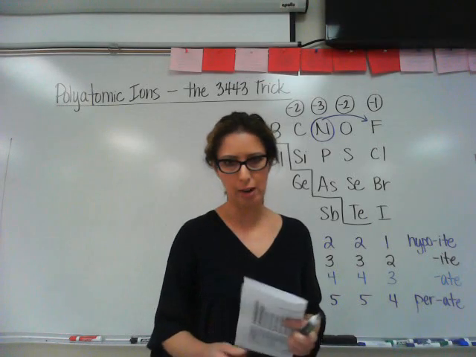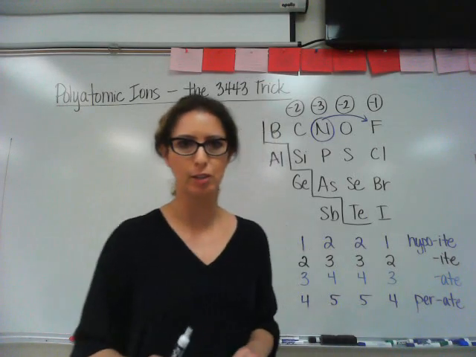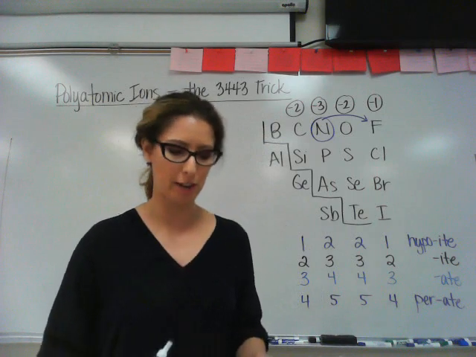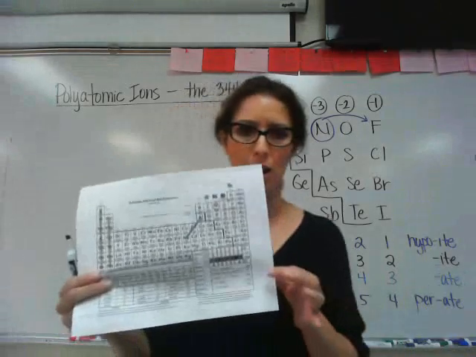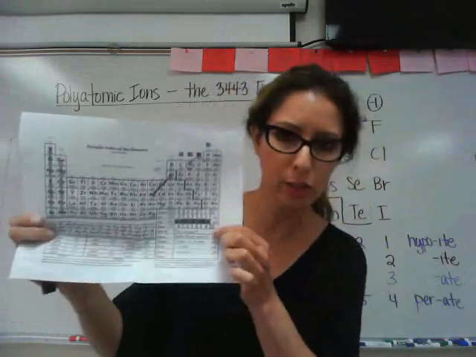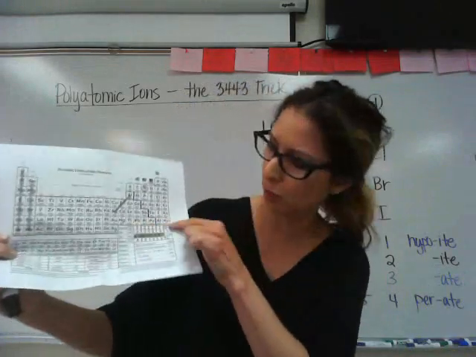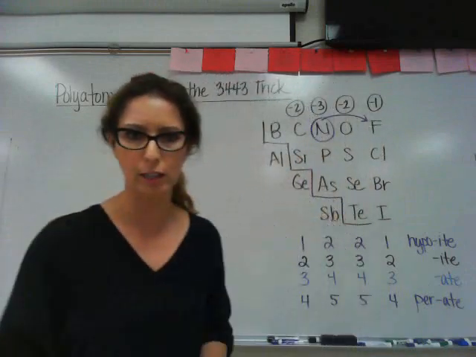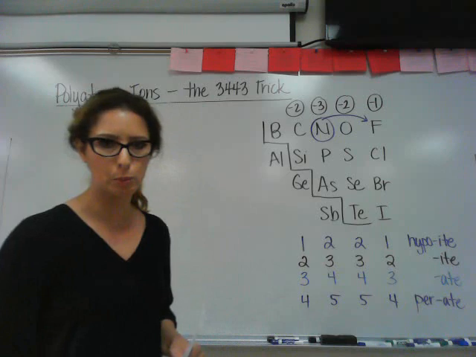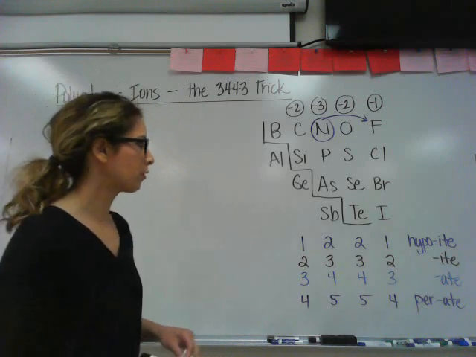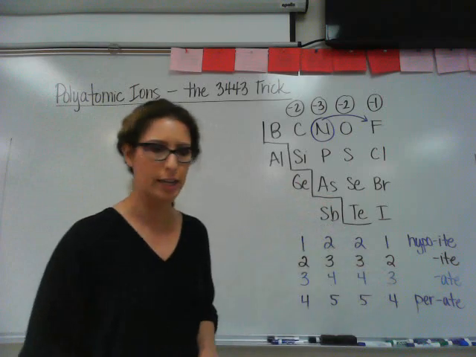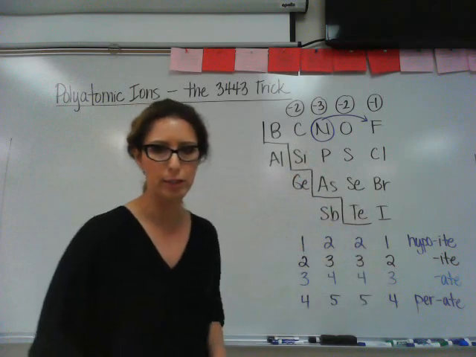Okay, so I'm teaching you how to name polyatomic ions using the 3-4-4-3 trick. You have a special periodic table that has this numbering system on the non-metal side, the 1, 2, 2, 1 row, 2, 3, 3, 2, 3, 4, 4, 3, and then it has the endings and stuff like that associated with it. So let me explain what this is for. When you have oxygen attached to one of the non-metals and they end in -ate or -ite, you're going to be using this numbering system, okay?